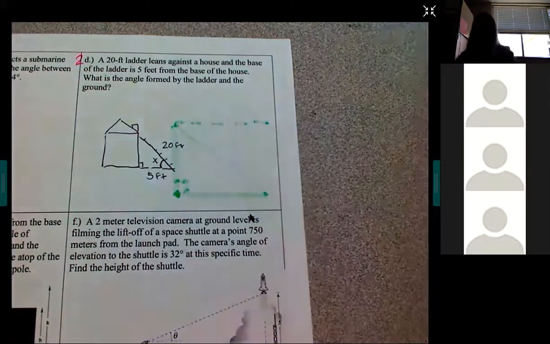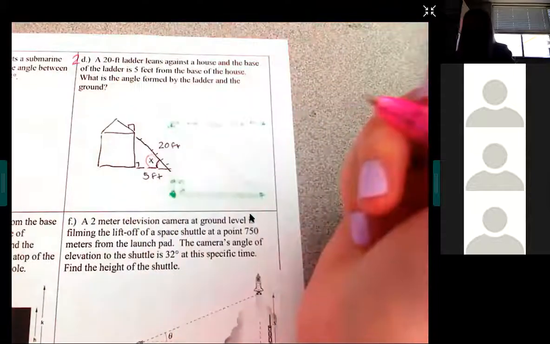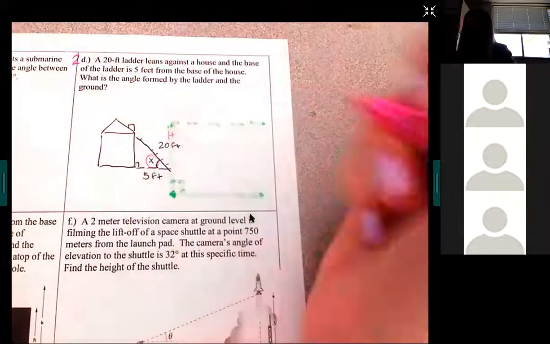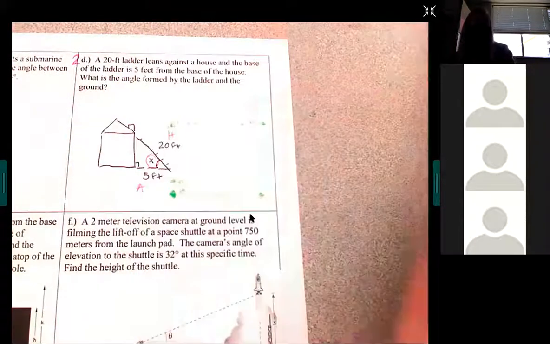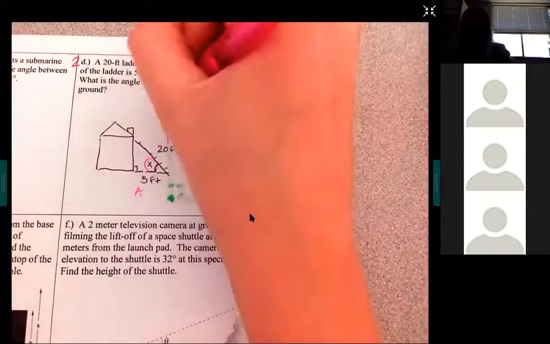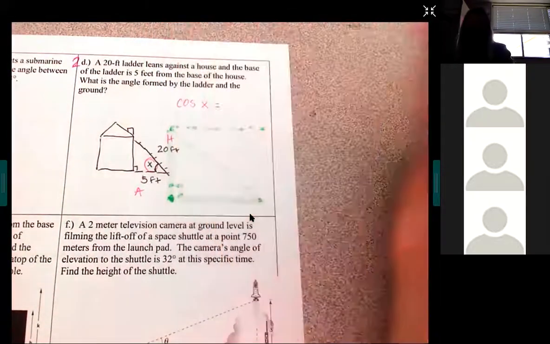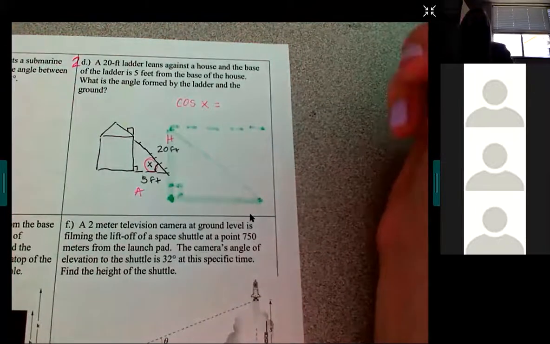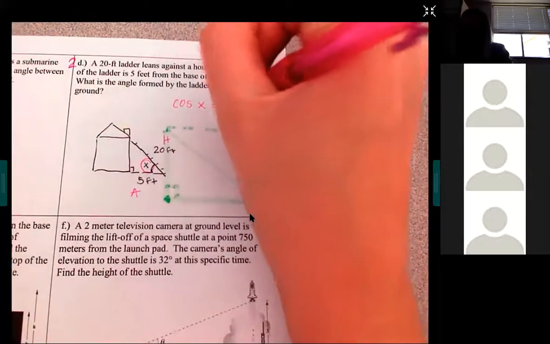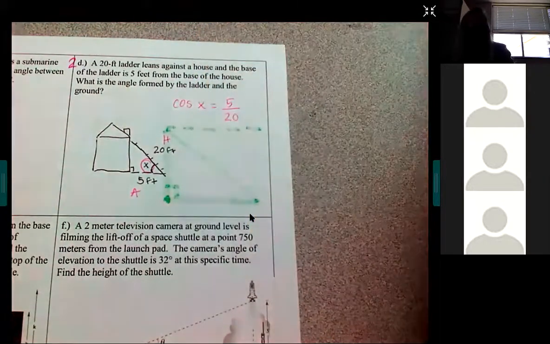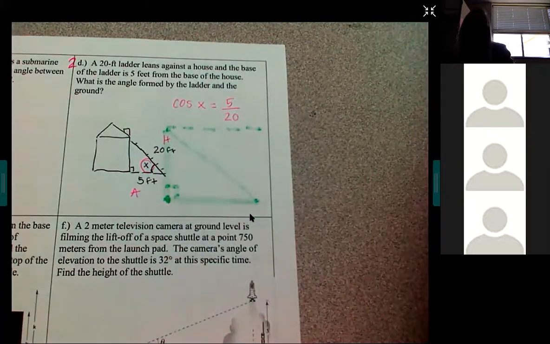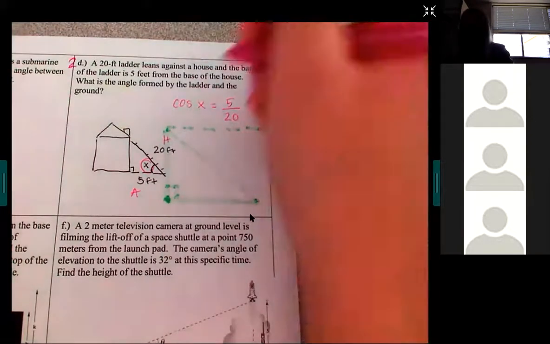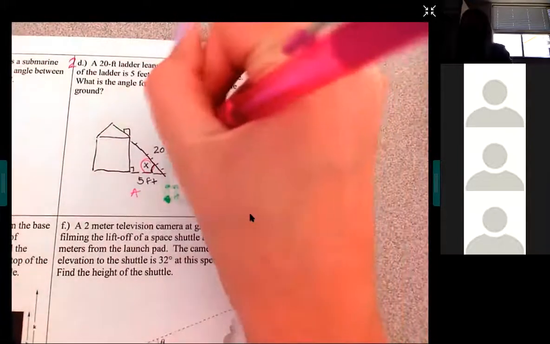So how do we find that angle? What 2 sides do we have, Jordan? Hypotenuse and adjacent. So what can we use? Cosine. Good job, y'all. Cosine of x equals the adjacent, which is 5, over the hypotenuse, which is 20. How do you get x by itself? You can't divide by cosine. You've got to move cosine, which means cosine inverse.